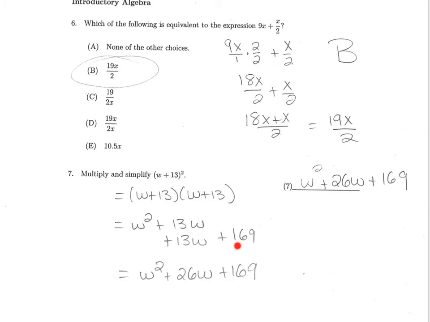Then we add like terms. We get w squared plus 26w plus 169. If you can't do 13 times 13 in your head, just write it over here. Get 169 and then put them in here.